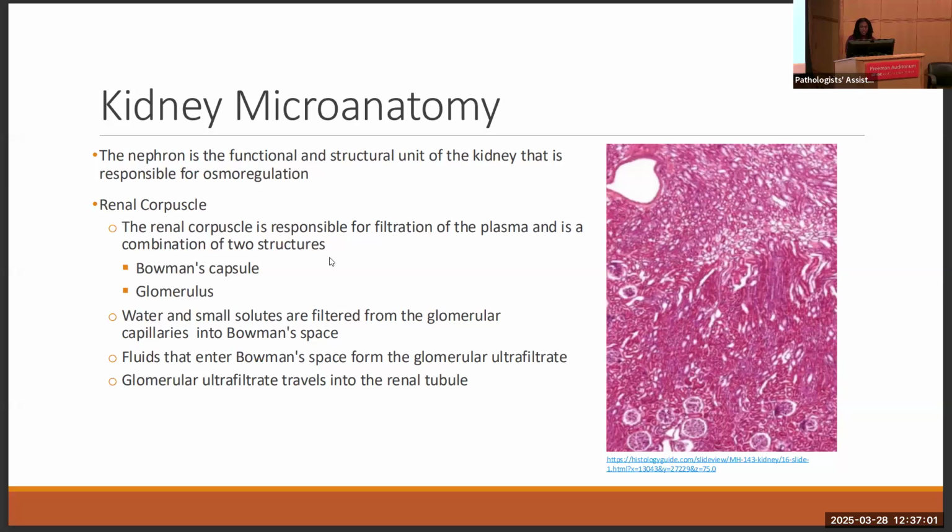into Bowman's space. This filtrate then passes to the renal tubule, and this image here shows the renal cortex and the renal medulla. Note the renal cortex stains darker than the medulla, and you can make out some of the glomeruli present here. And there are also proximal convoluted and distal convoluted tubules located in the cortex.